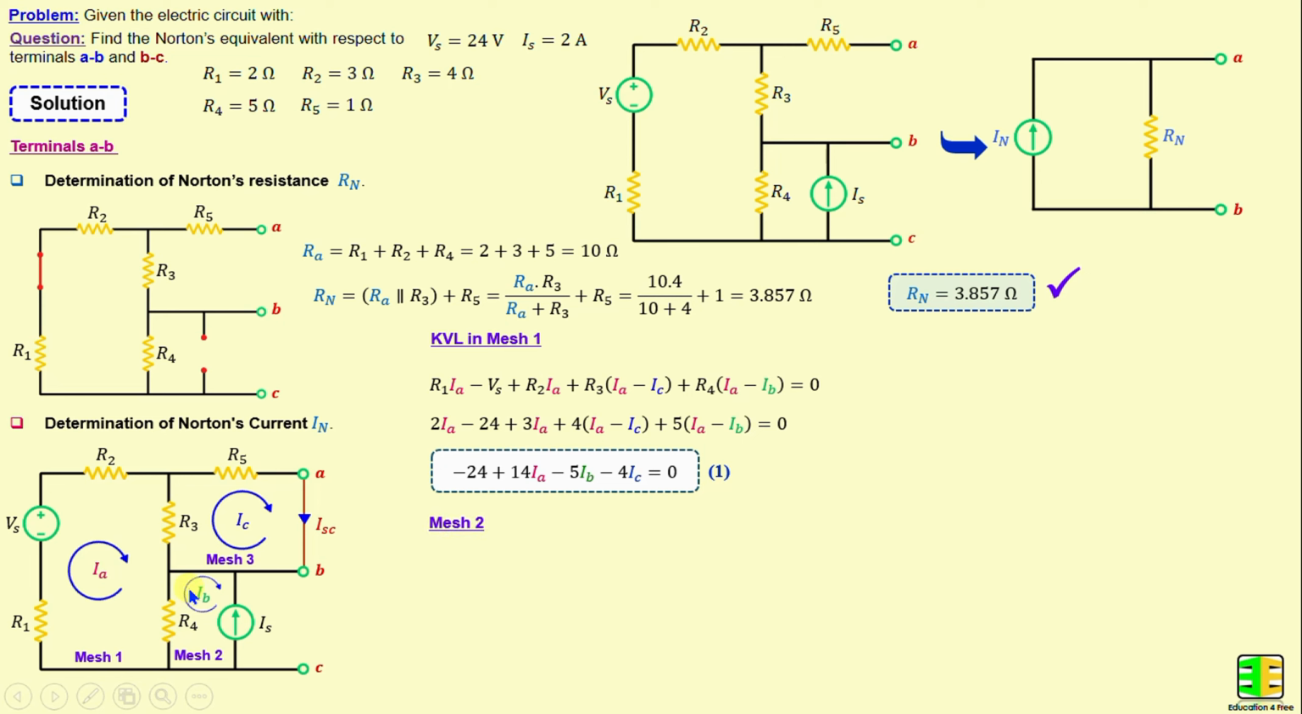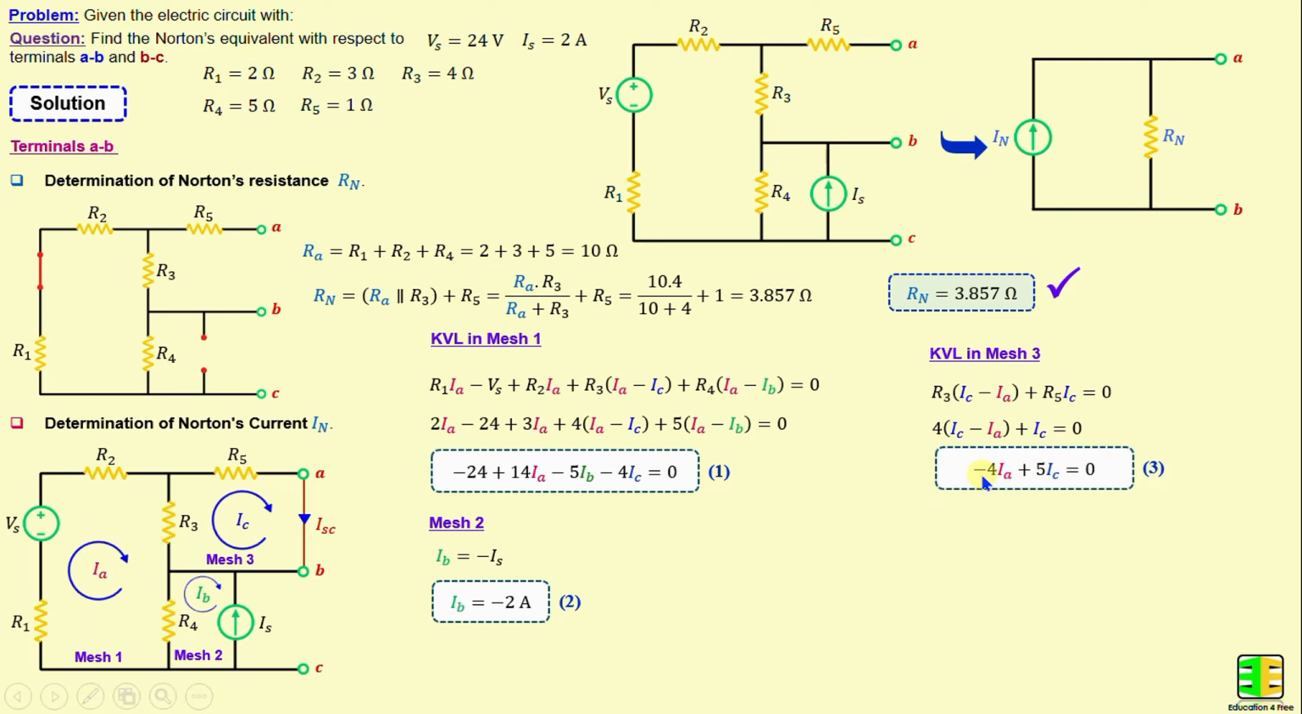And in mesh 2, we can see that the current IB is equal to negative Is. That means IB is equal to negative 2 amps. Now by applying Kirchhoff's voltage law in mesh 3, we can write R3 times (IC minus IA) plus R5 times IC is equal to 0. If we replace the resistors with their numerical values and continue simplifying this equation, we obtain negative 4 times IA plus 5 times IC is equal to 0.